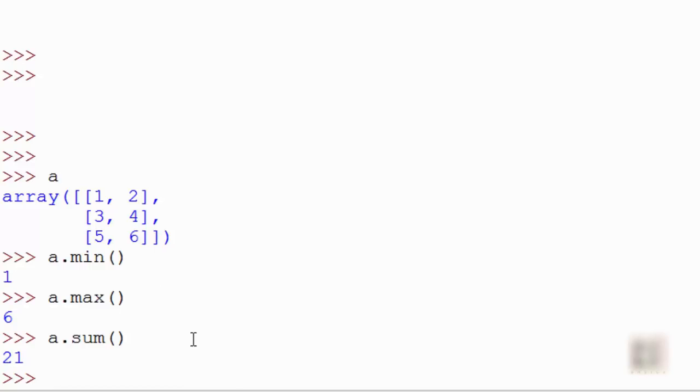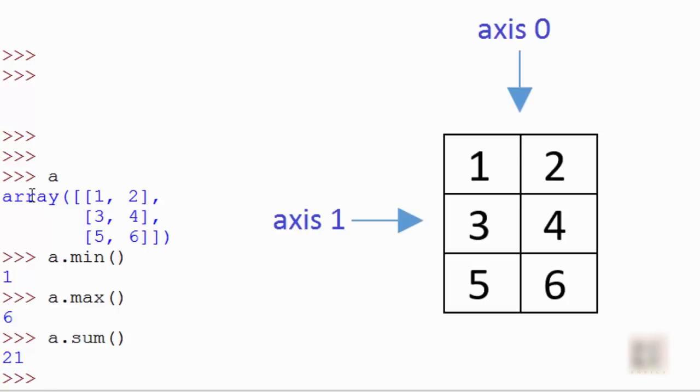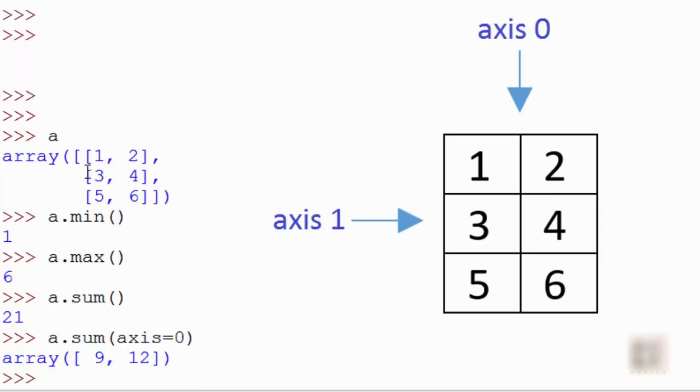Now there is a concept of axis in numpy arrays. Axis means your dimensions. My axis 0 will be these columns, and my axis 1 will be these rows right here. So when I do a.sum and say axis is equal to 0, it's going to look at each of these columns. It added these numbers together, 5, 3, 1, so it printed 9. 6, 4, 2 is 12, so it added these together and printed 12.